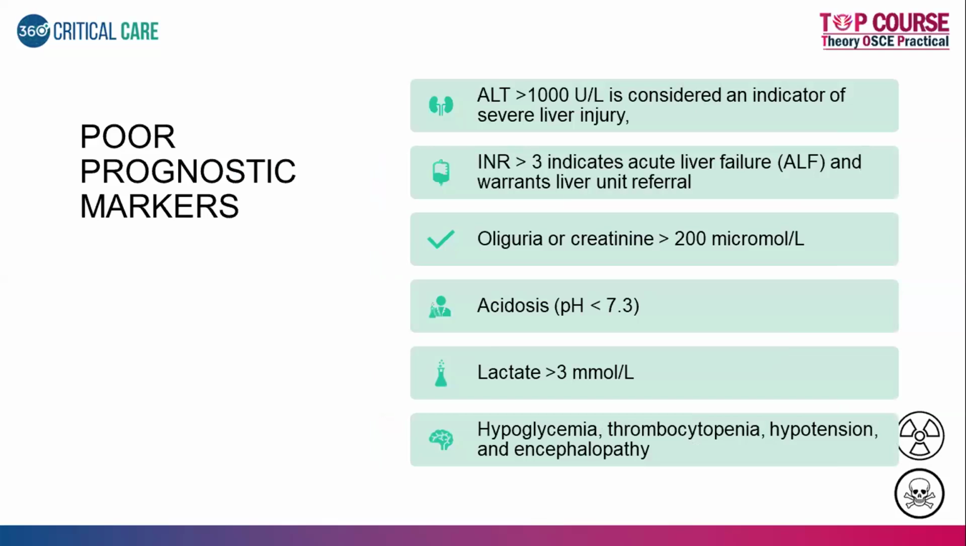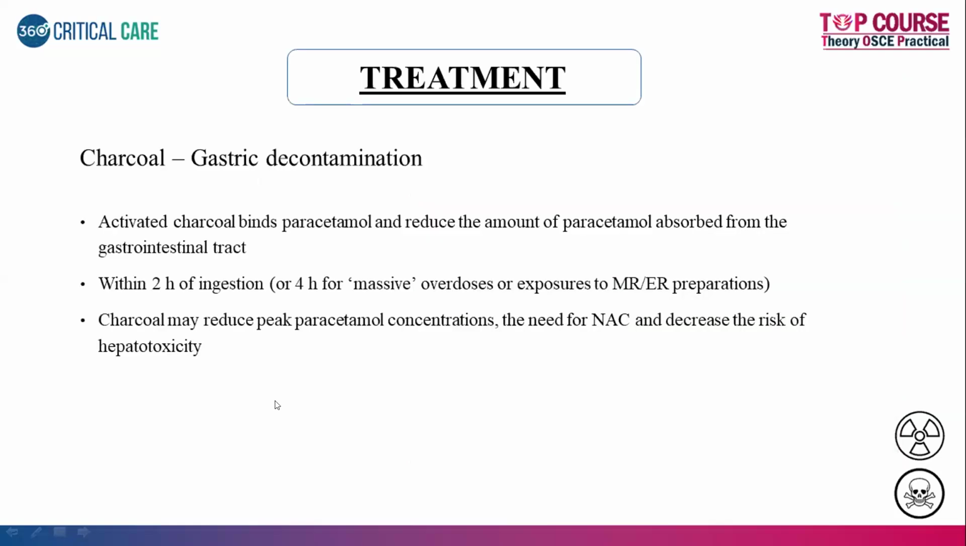Now coming to poor prognostic markers. What are the poor prognostic markers? ALT levels more than 1000, INR more than 3, AKI with oliguria, pH less than 7.3, lactate more than 3, and symptoms like hypoglycemia, thrombocytopenia, severe hypotension, and encephalopathy. All these are poor prognostic markers. Now, coming to the treatment.